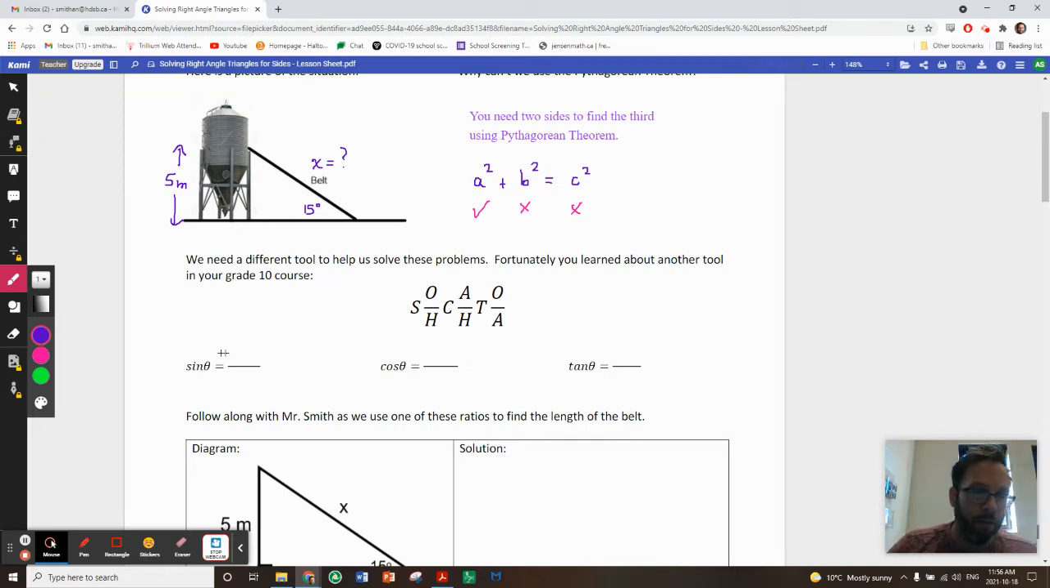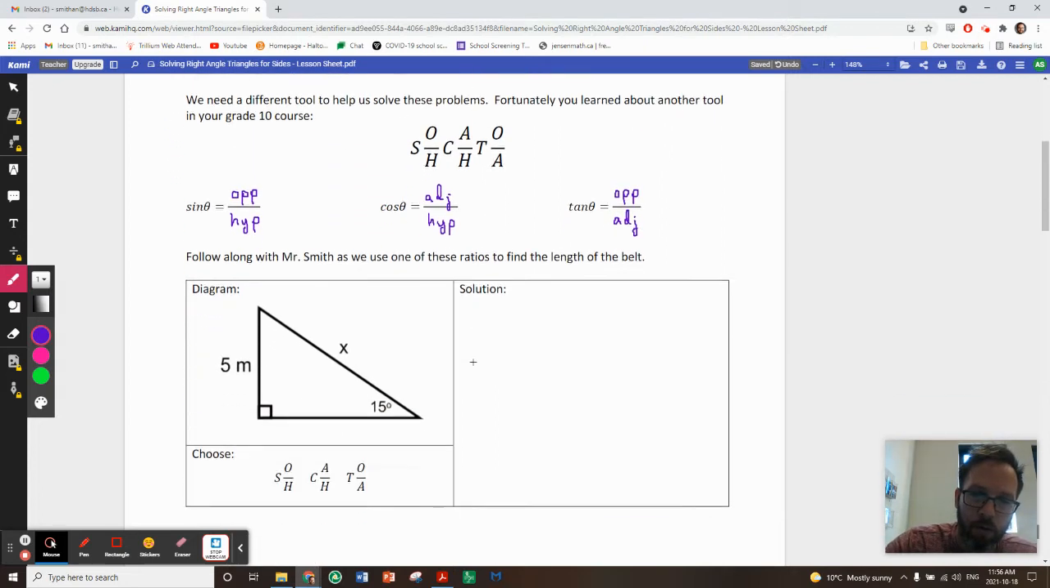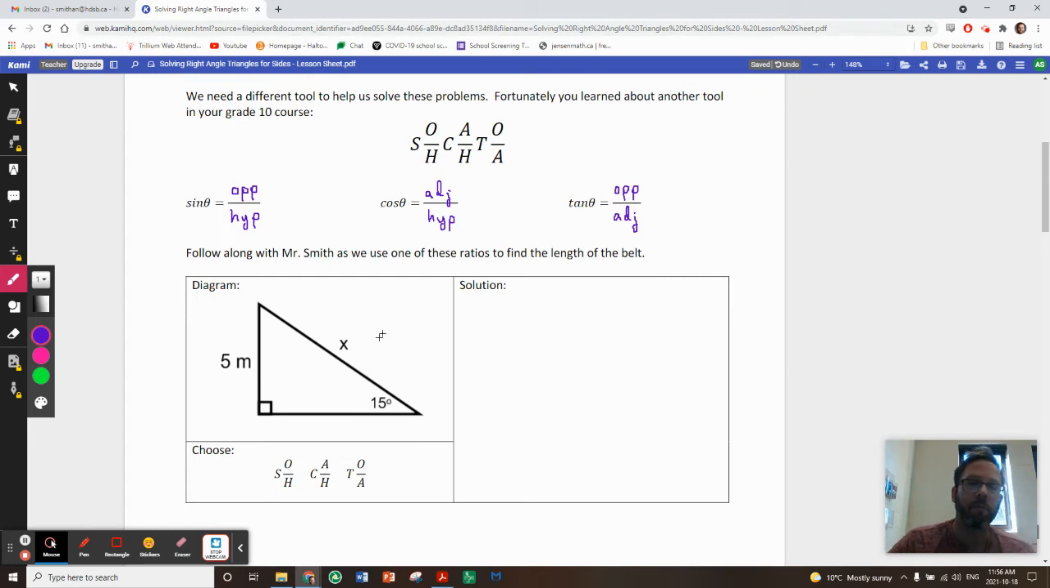And the way it was defined was that in a right angle triangle, the sine of an angle was defined as the opposite side divided by the hypotenuse. The cosine of an angle was the adjacent side divided by the hypotenuse. And the tangent of an angle was defined as the opposite over the adjacent. So let's look at Ryan's problem and how we can use these trig ratios to solve it.